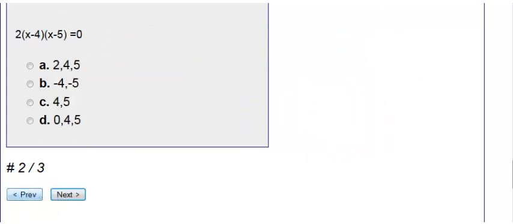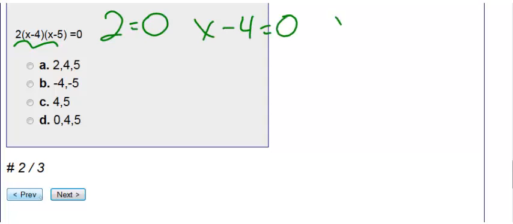Okay, number 2. We have 2 times x minus 4 times x minus 5 equals 0. Again, we need to double check everything's on one side. Okay, everything's on one side. Here, they factored everything for us. So now all I'm going to do is set everything equal to 0. 2 equals 0, x minus 4 equals 0, and x minus 5 equals 0, and solve.